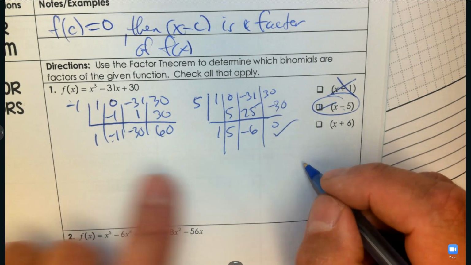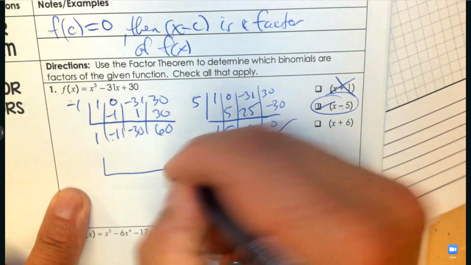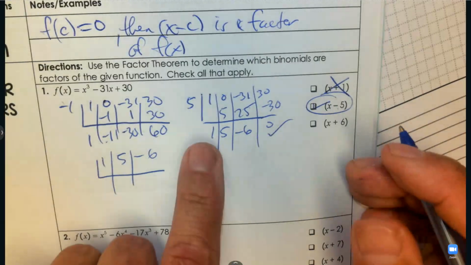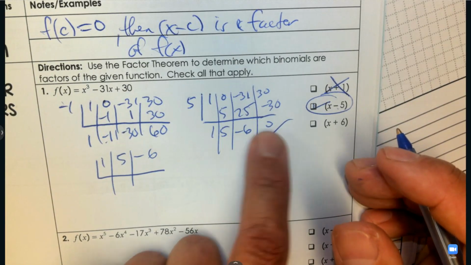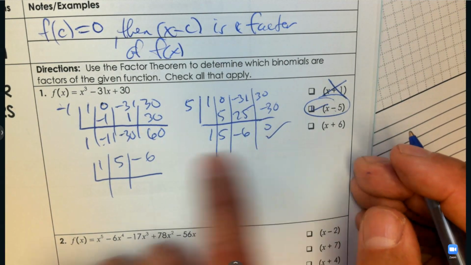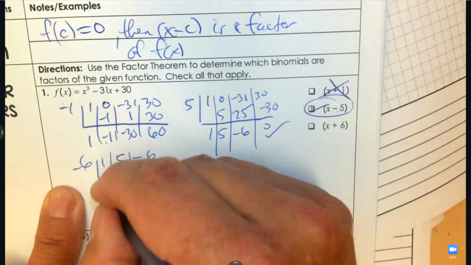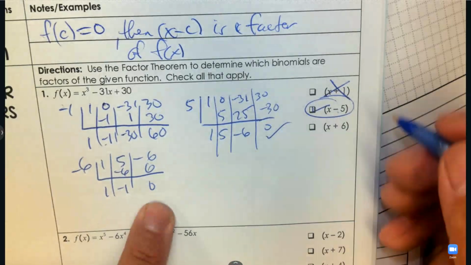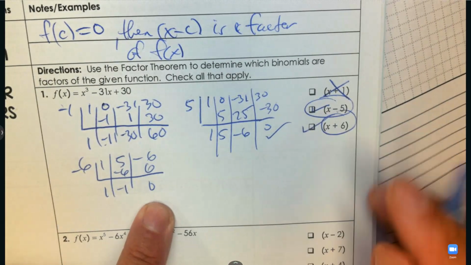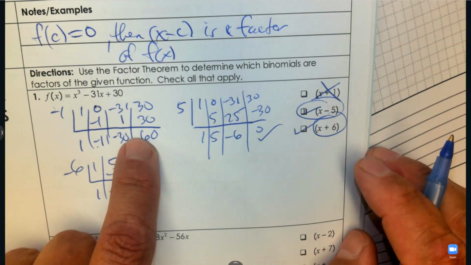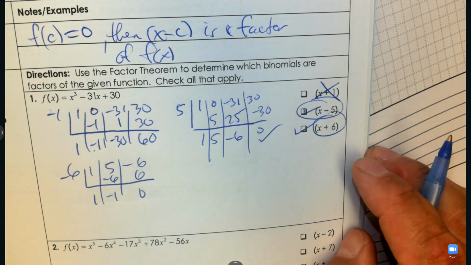Now, what's left over is 1, 5, and negative 6. So you can use what's left over if the remainder is 0, and it's a shorter way then. Use negative 6 and c, and it gives you the answer 0. So if the remainder is 0, then this is a factor. If it's not 0, we cross it out and it's not a factor.